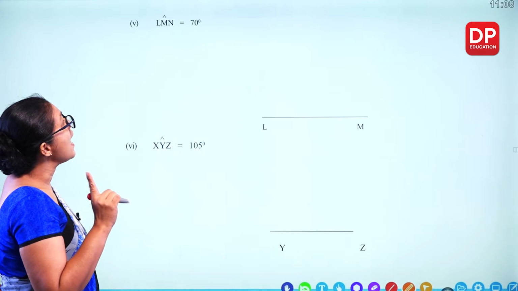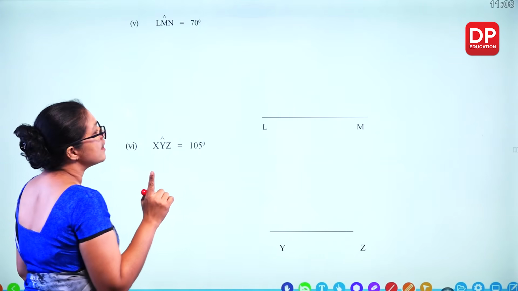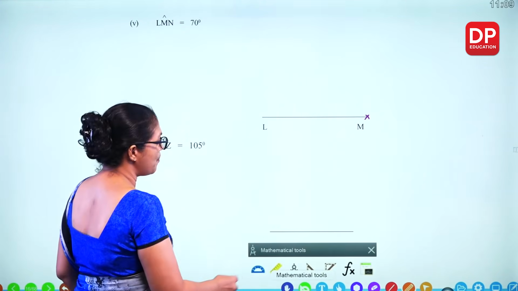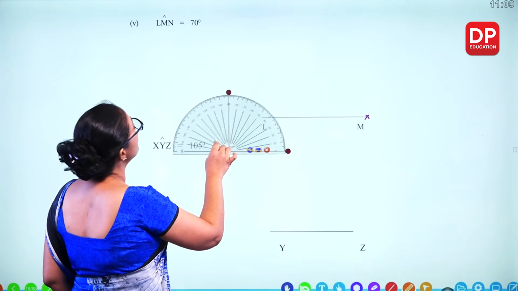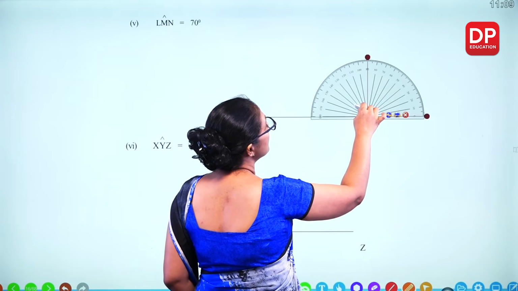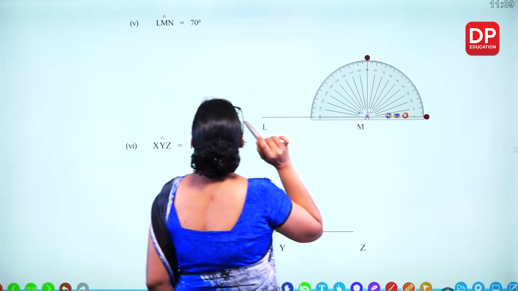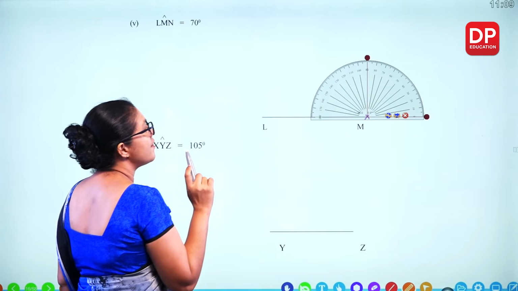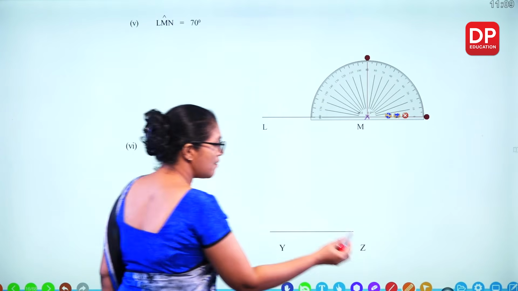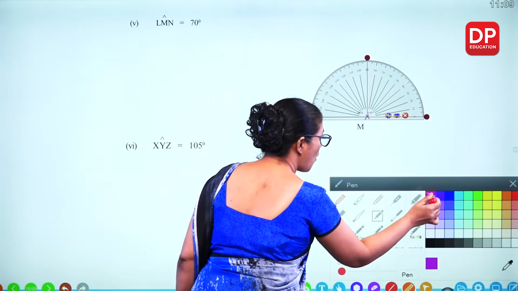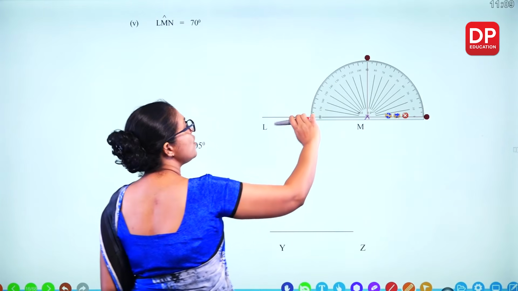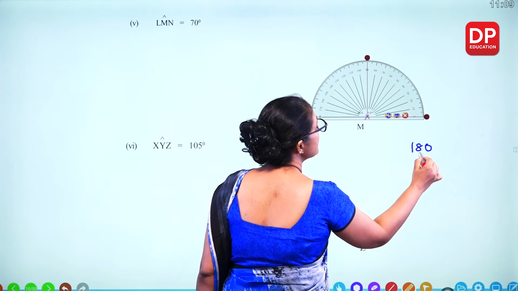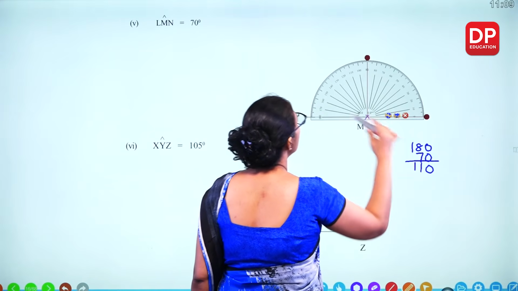70 degrees, so LMN. M is the angle. So to this point you have to draw a 70-degree angle. Take the protractor, keep it on top of point M here and measure 70 degrees. So 70 from here means 180 minus 70, because you know that straight away you can measure from here 70 degrees. My 180 minus 70, so 110 from this way.